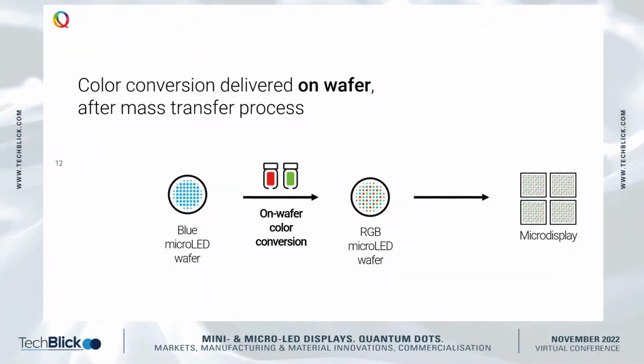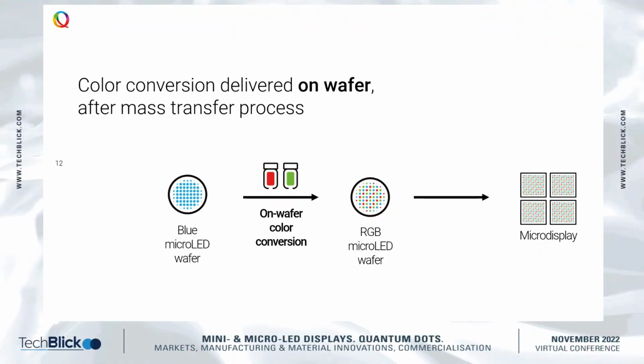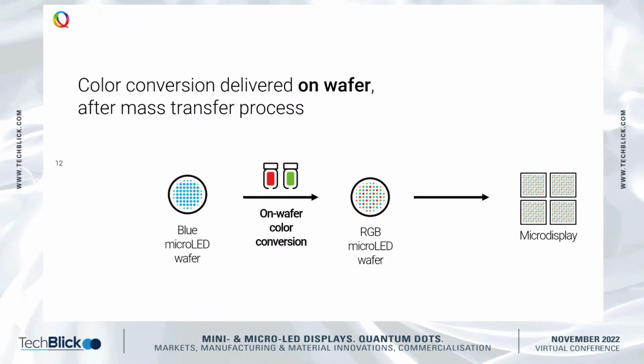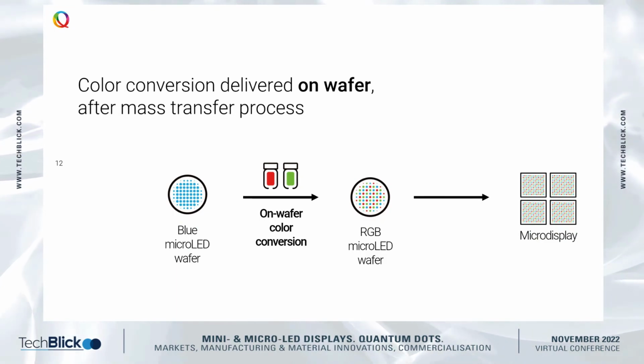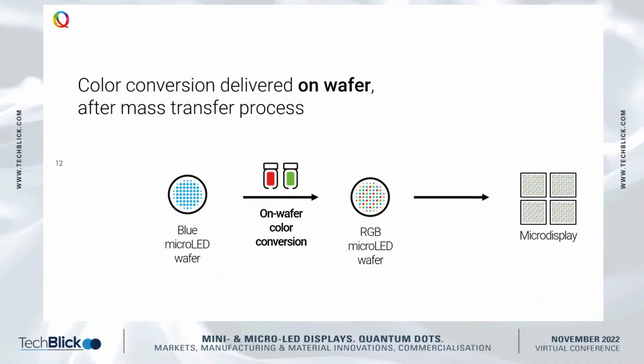If your application is micro display, you can also do the color conversion on wafer after the mass transfer process. There, for example, the blue micro LED would then be your blue micro display wafer, which has already done the mass transfer, and then you add the color conversion on that micro display wafer, which then gets diced and packaged into your micro display.